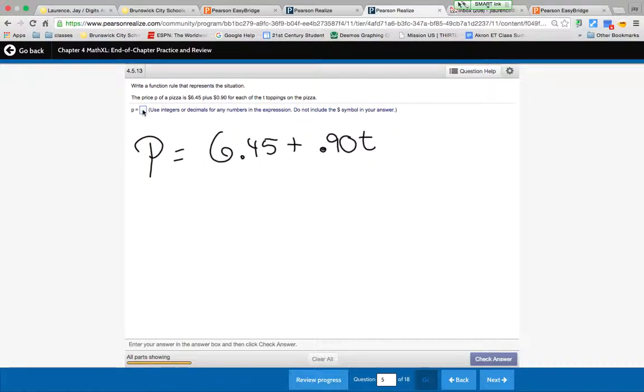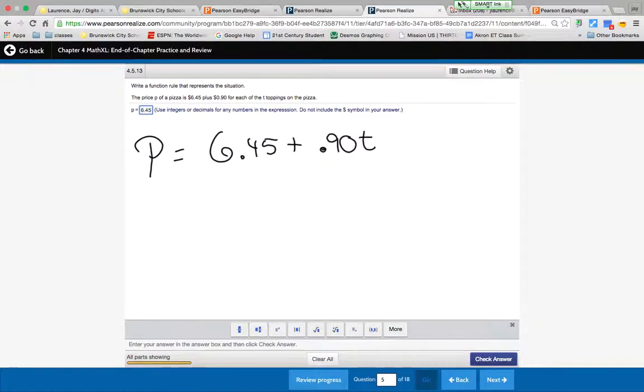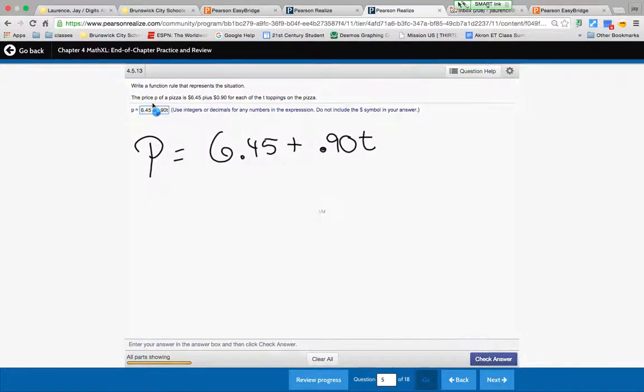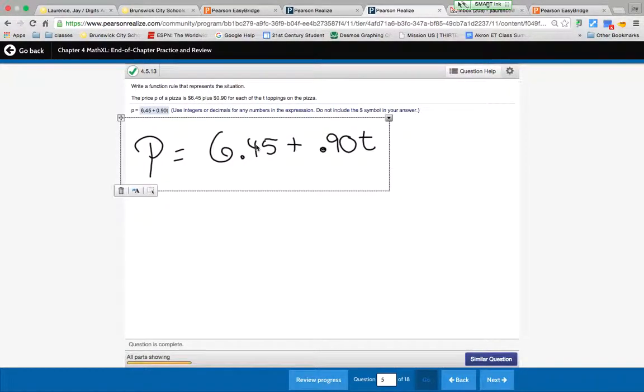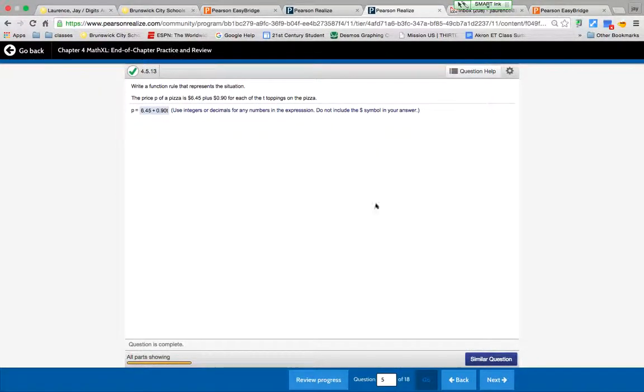So I'm going to come in here and I'm going to go $6.45. Notice I did not put the dollar sign. 0.90 T. And I'm fantastic. I know because Digit told me I was. All right, very good. All right, hopefully, Asim, you're not sleeping.